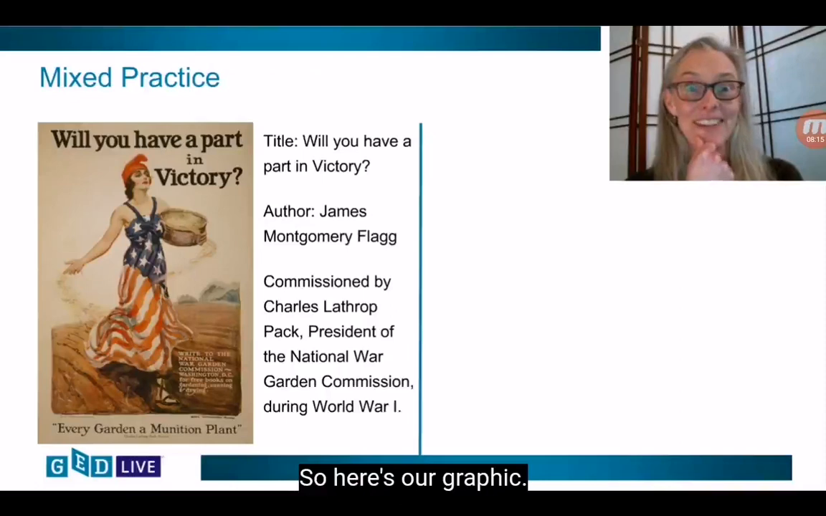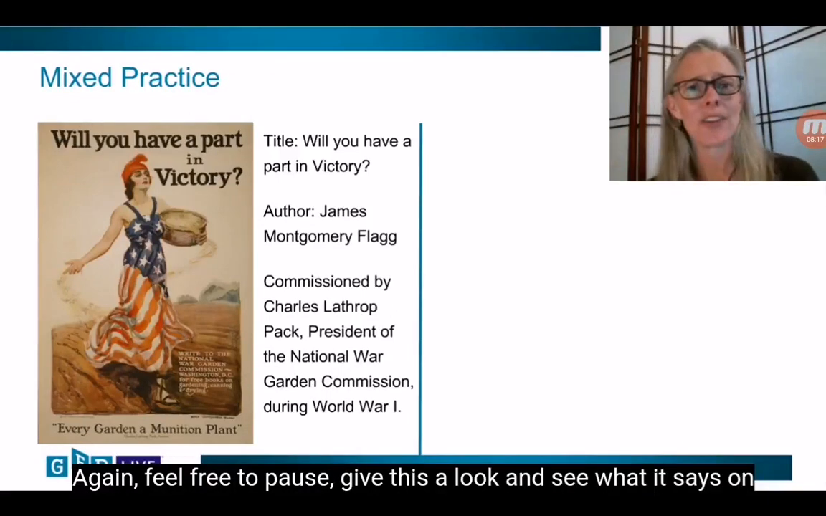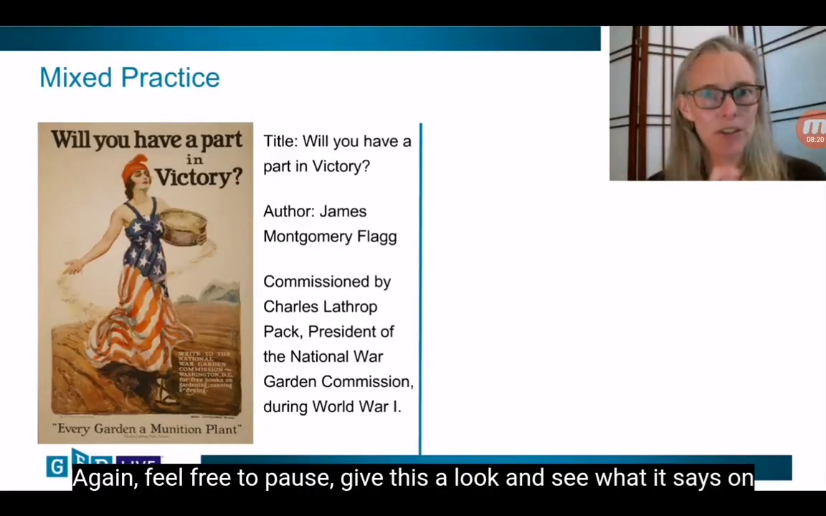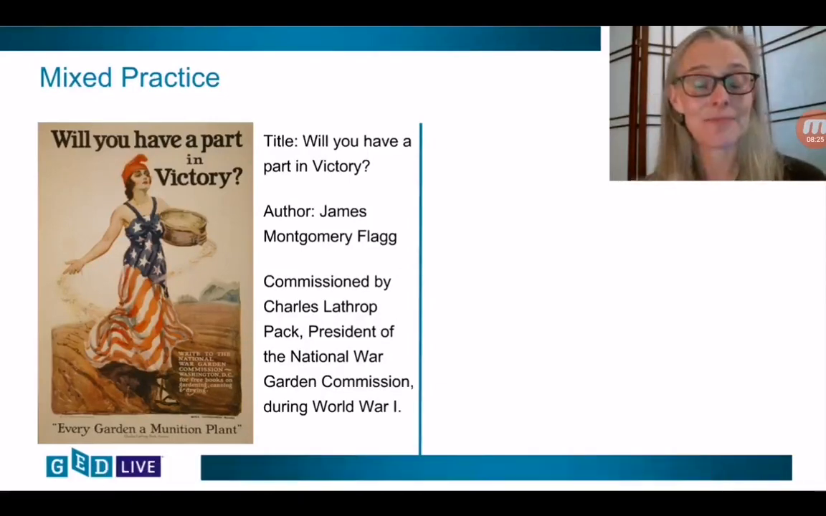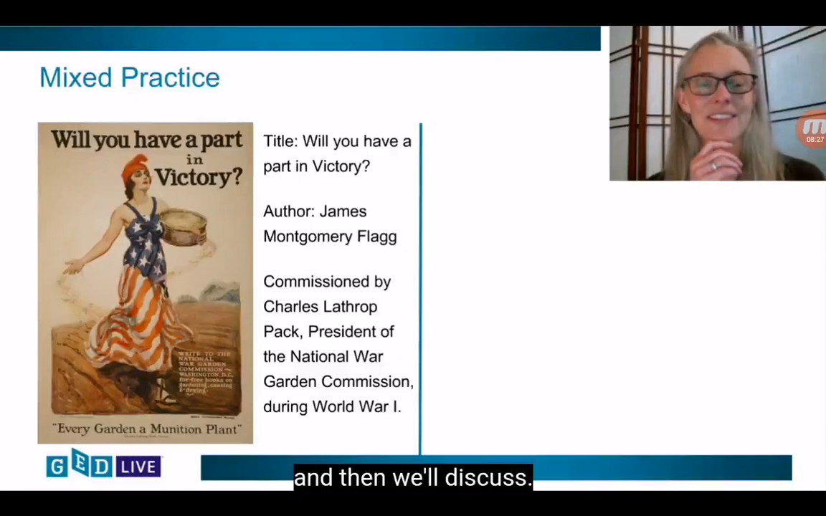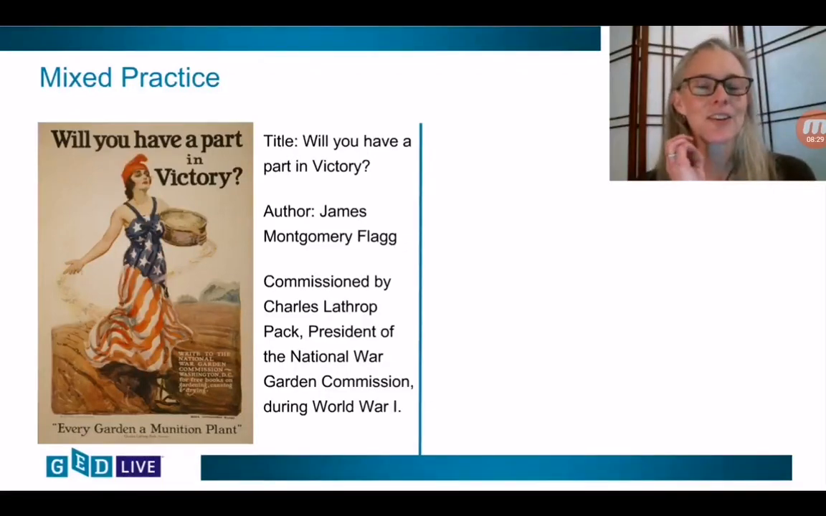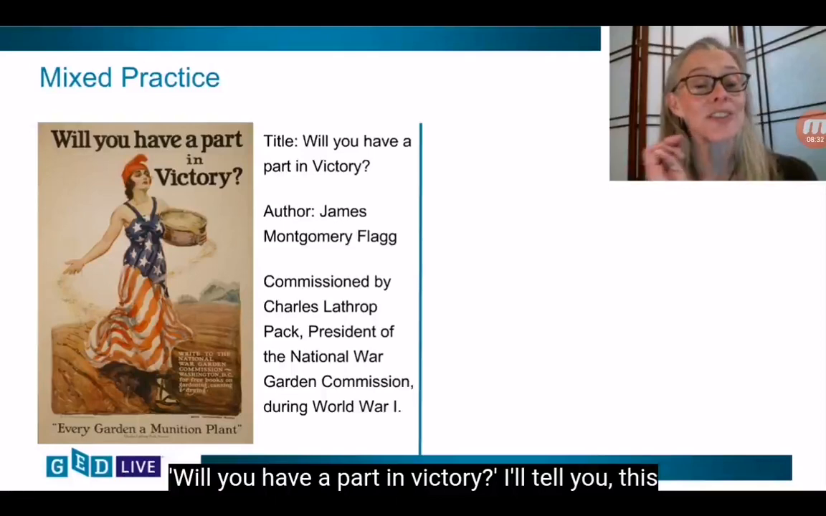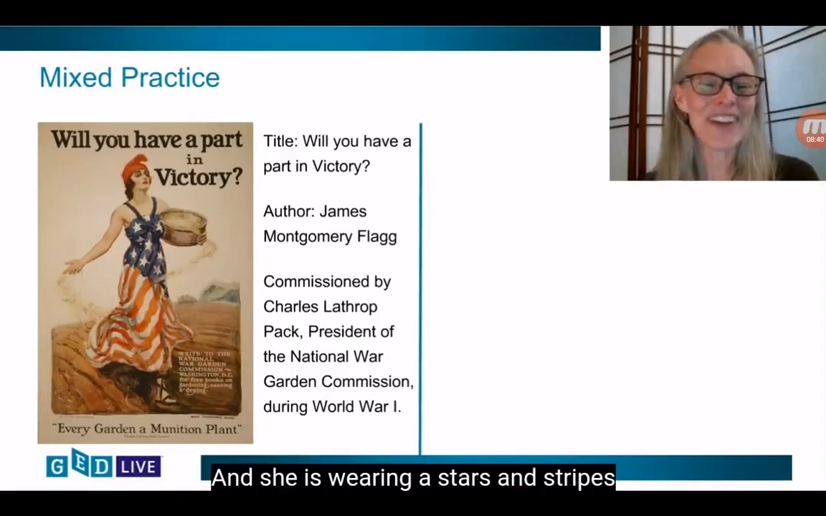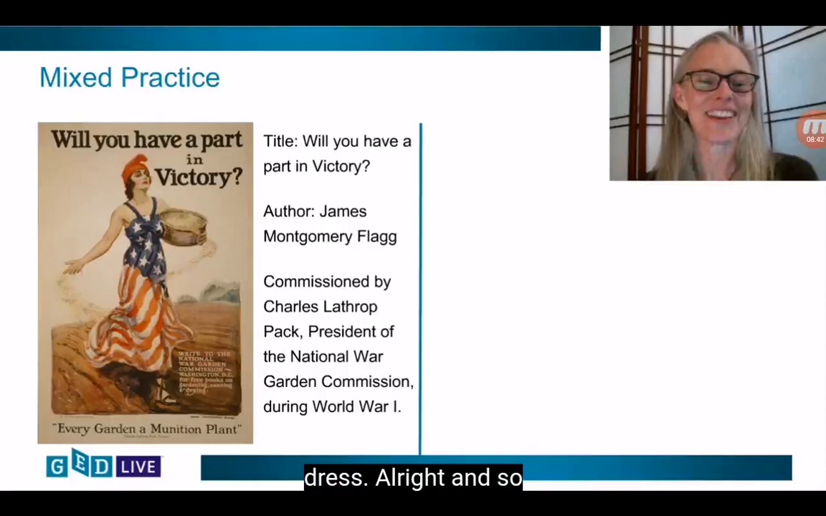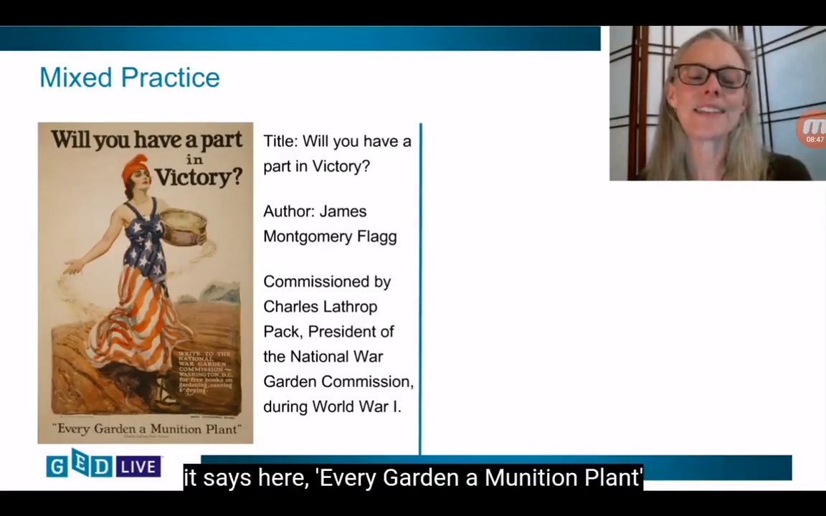So here's our graphic. Again, feel free to pause, give this a look, see what it says on this poster, think about what the picture's communicating, and then we'll discuss. Will you have a part in victory? I'll tell you, this seed-spreading woman here looks very proud. And she is wearing a Stars and Stripes dress. All right. And so it says here, every garden a munition plant.